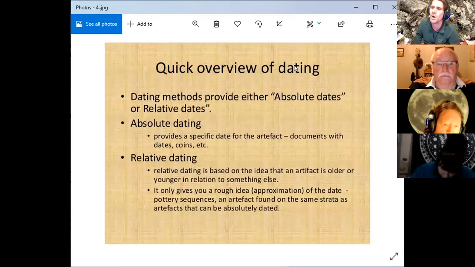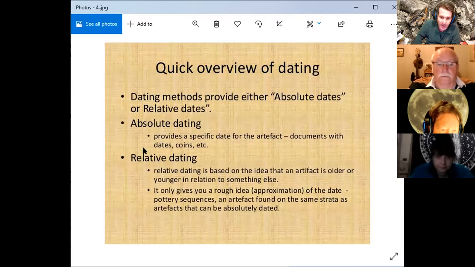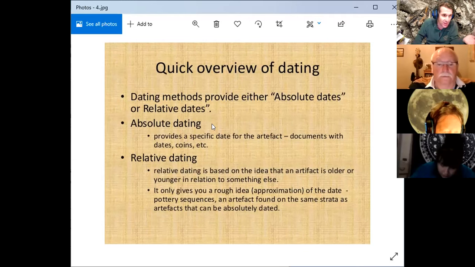So just a quick overview of what I've already said. Dating methods provide either absolute dates or relative dates. If you want to keep this really simple, absolute dating could be a coin, for example. A coin is produced at a certain time and there's a date on it, and it was probably produced that year or the year before. So that's fairly absolute. You can't argue with a coin. Coins produced in the reigns of emperors were usually issued straight away. Unlike today, when the Royal Mint produces coins ready for next year because they have to make millions of them, but it's only a difference of a few months. So that can be an absolute dating method.